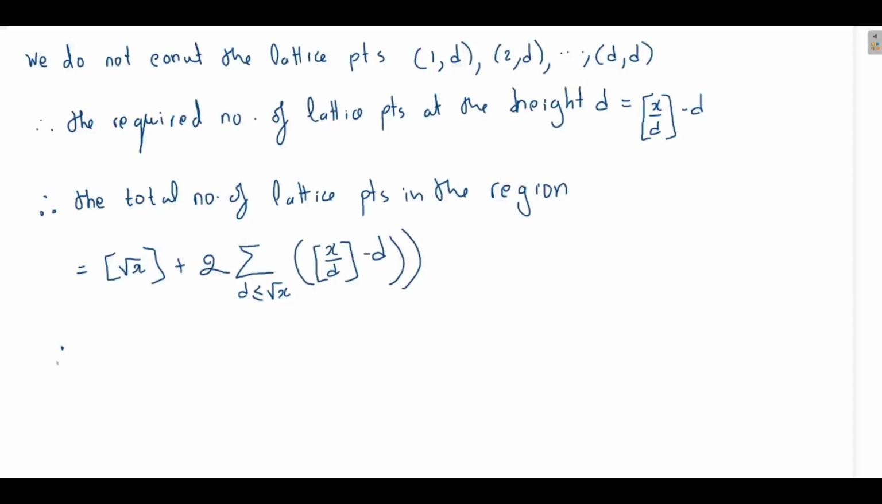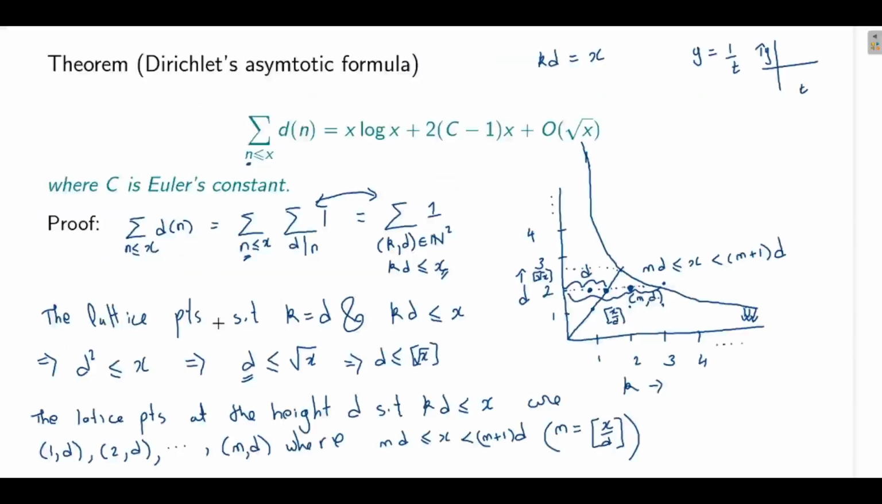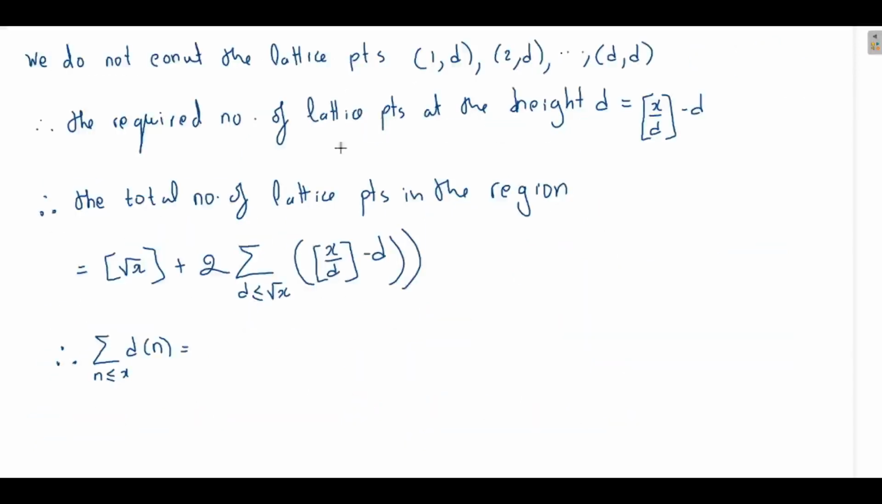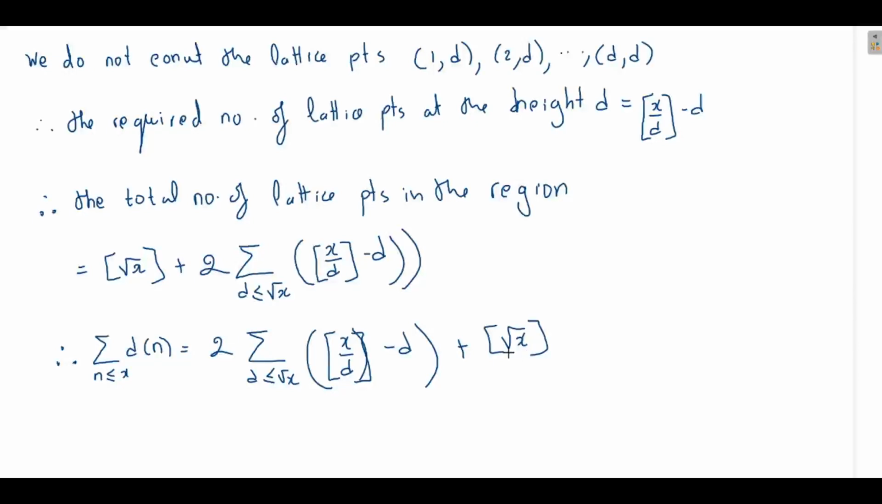So therefore what you see here is the summation over n less than or equal to x of d(n) would be equal to twice the summation over d less than or equal to square root of x of the greatest integer of x by d, minus d, plus the greatest integer of square root of x. Okay, so this is what you see. Let's now try to see what we get from here.